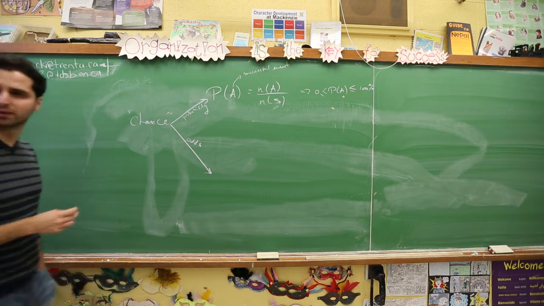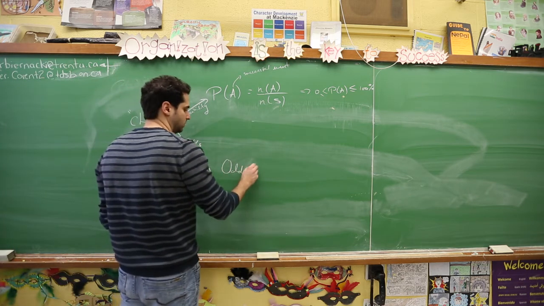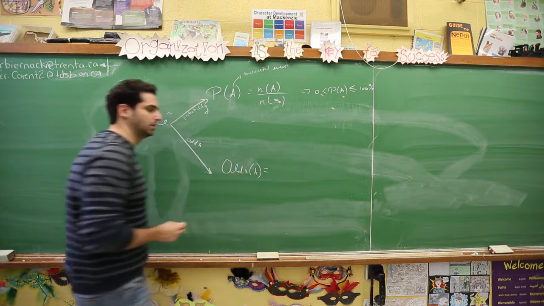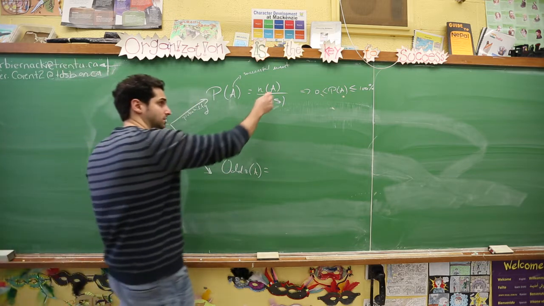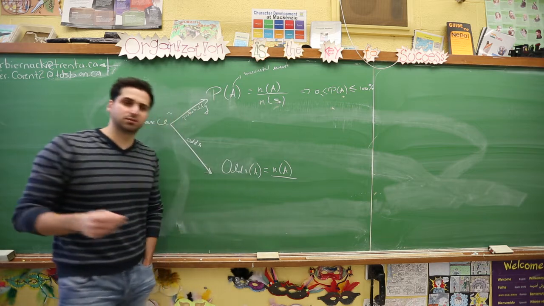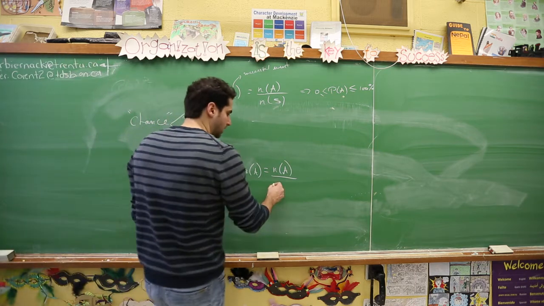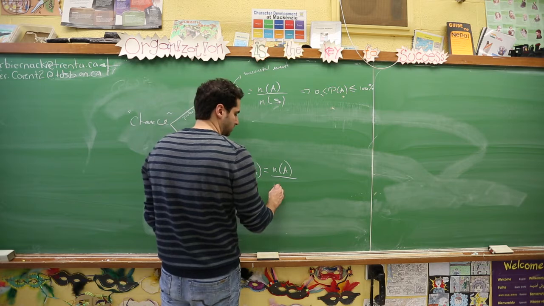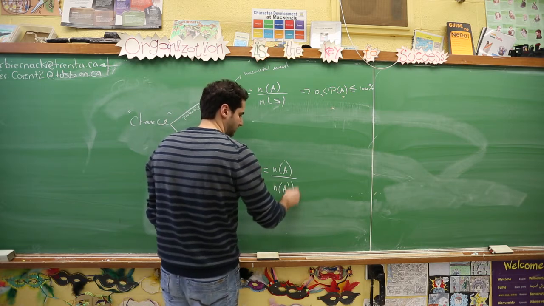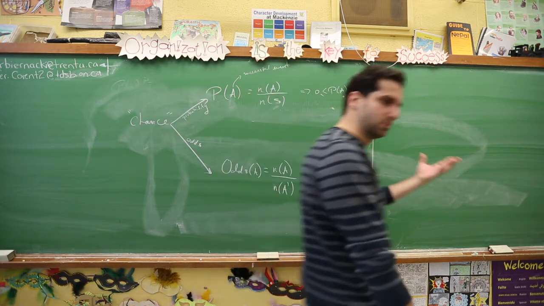Odds. Okay? And odds of your successful event A happening is a ratio. It's the same numerator as probability, the number of ways you can achieve success, but it's divided by the number of ways you can achieve failure. And do you remember complement means the opposite of the event? So do you remember A prime means the opposite of A?